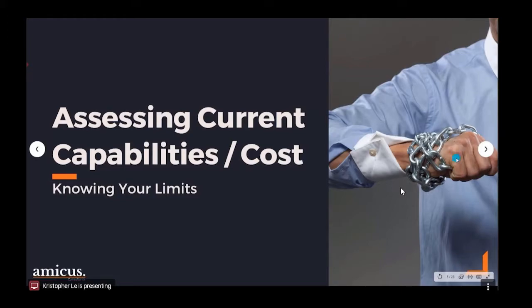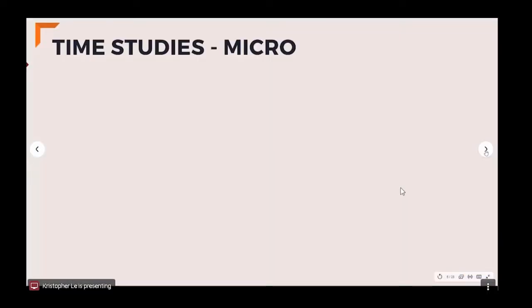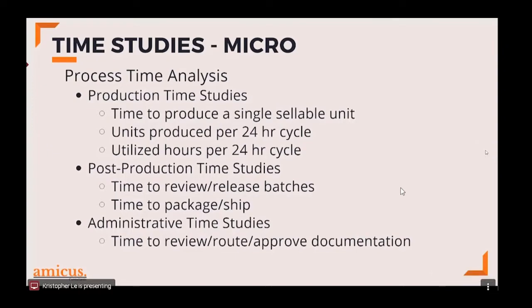So looking first at understanding what your current capabilities are, and a way to determine what your costs are in general for your operation, understanding what your limitations are. One of the first places to start is to look at time studies. This is really on the micro level of a time study. It's like process time analysis. This is where you do observation of your current production system. This is really going to help you on the costing model side, and then also determine whether or not you have the capacity to scale with your current processes the way that they are.